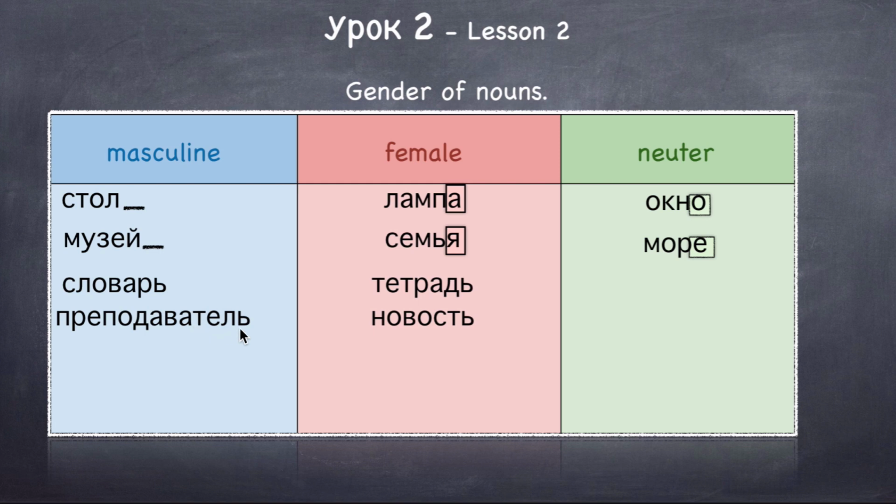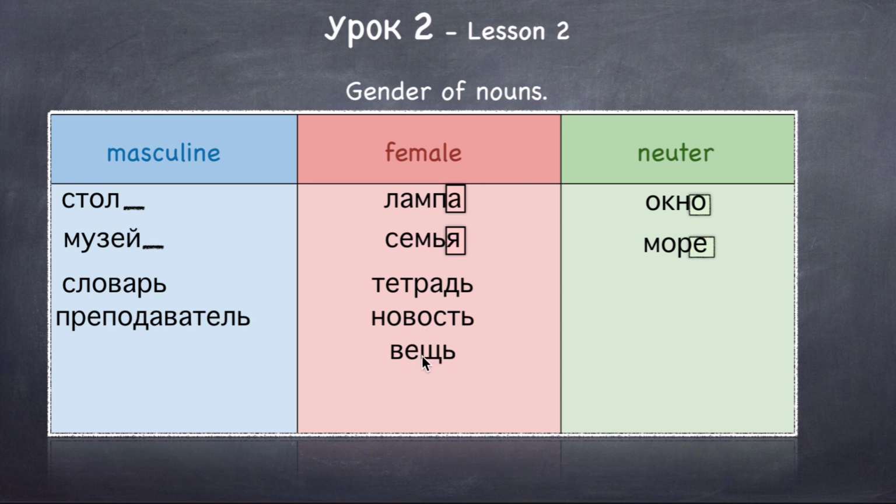Nouns ending with тель belong to the masculine gender, like in преподаватель. Nouns ending with ать will belong to the female gender, тетрадь. And nouns ending with ость also belong to the female gender, новость, news.